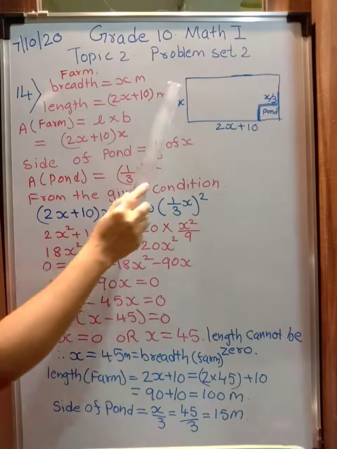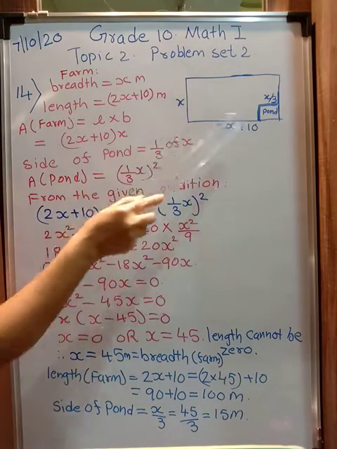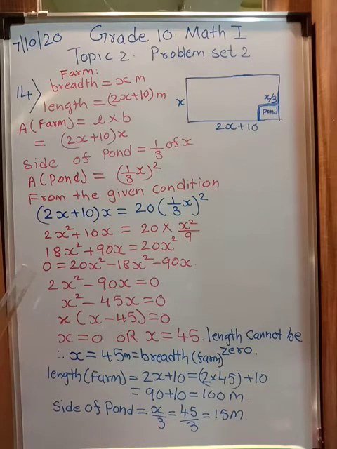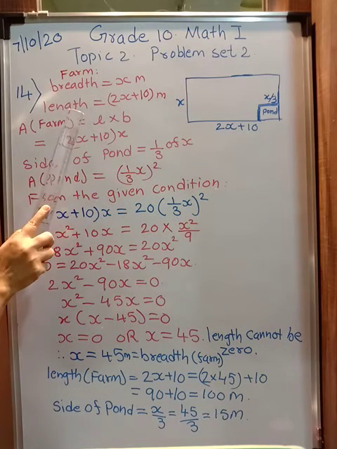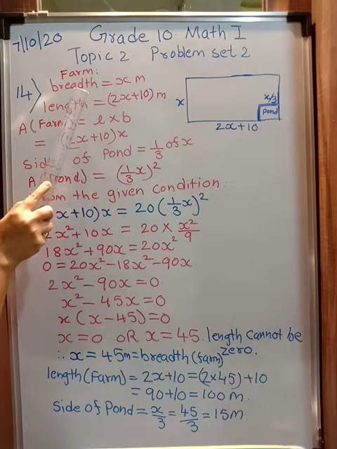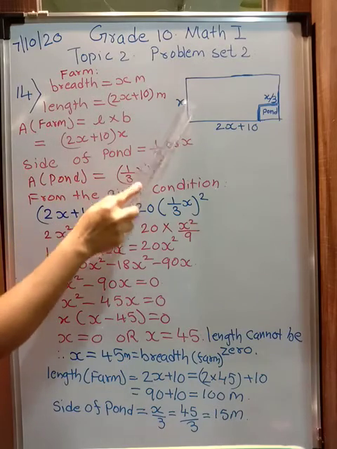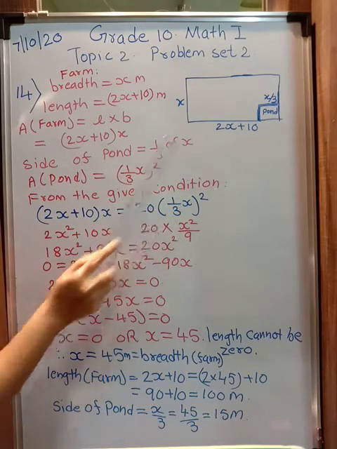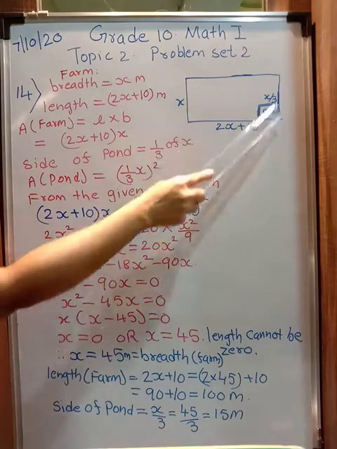Now see, this is a farm which is rectangular in shape, and inside this farm there is a pond. Now what they have said is the length of a rectangular farm is 10 more than twice its breadth. So if we consider breadth as x, length will be 2x plus 10. This is a rectangular farm.